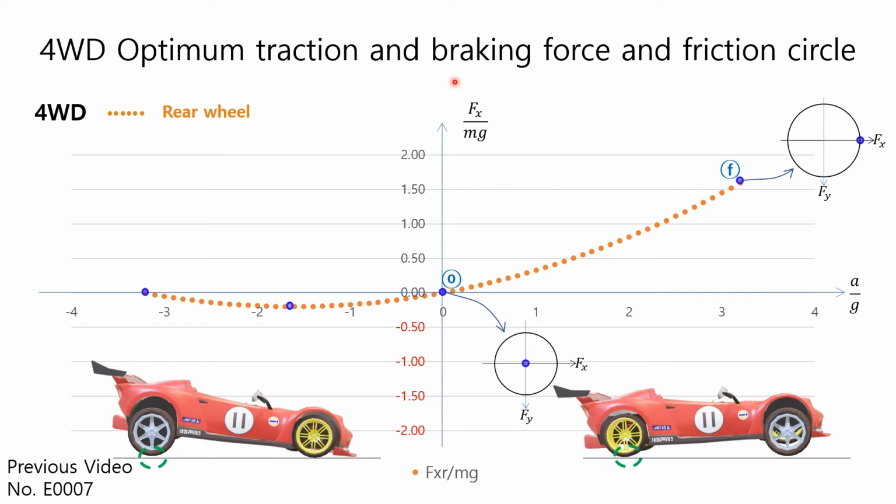At the rear wheels, when accelerating from point O, the acceleration has a positive value and the normal load increases as the weight transfers to the rear wheel, resulting in a state of F. At this time, as the weight increases, the radius of the friction circle becomes larger than at point O.